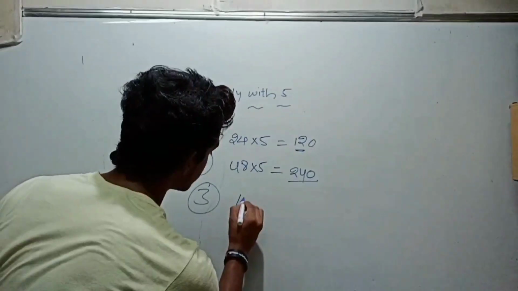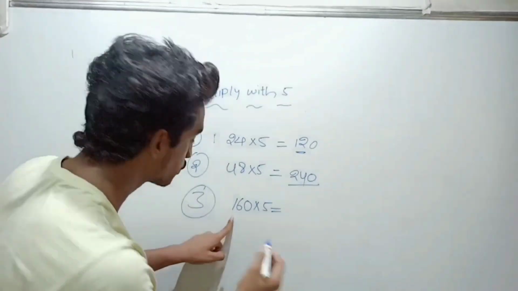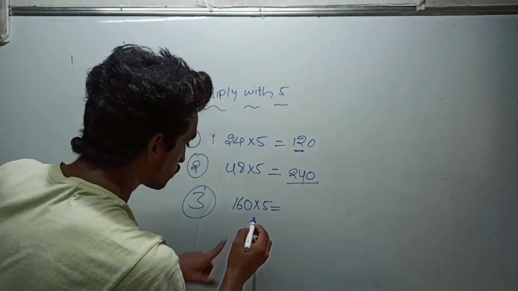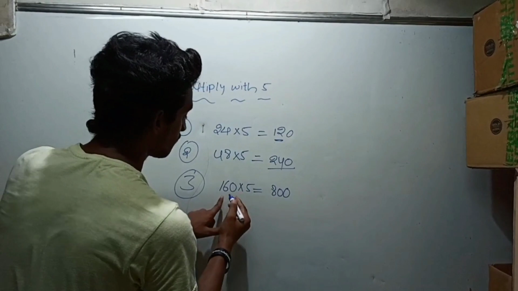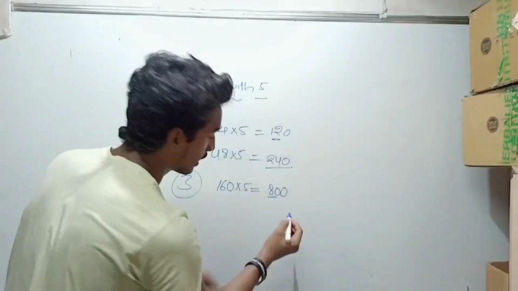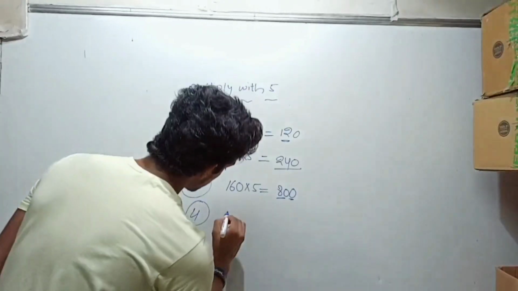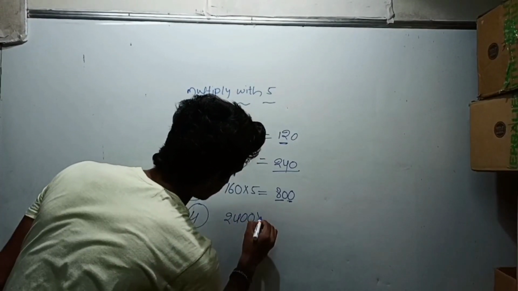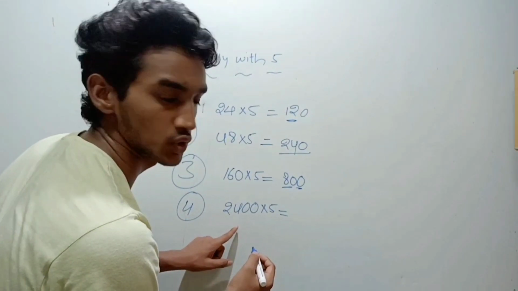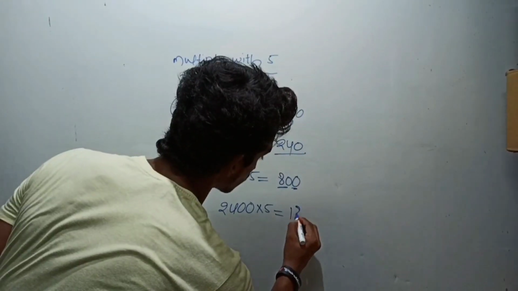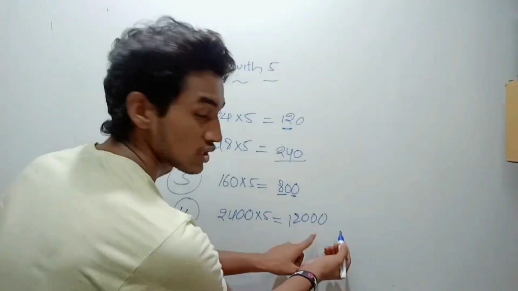Third question is 160 into 5. See friends, we should divide by 2. Half of 160 is 80 and directly we write 0. So the answer is 800. The fourth question is 2400 into 5 equals, half of 2400 equals 1200. So directly we write 0. So our answer is 12,000.